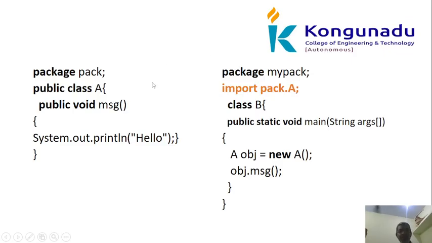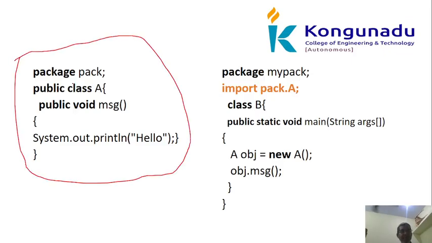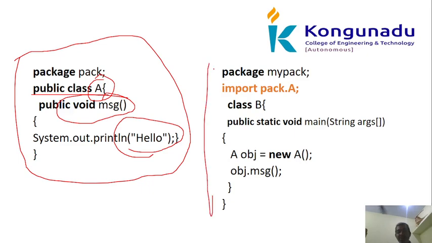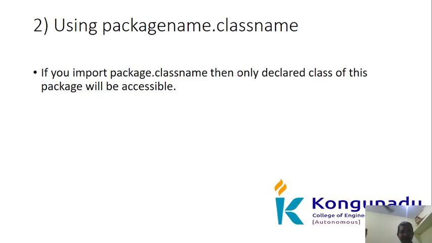So coming to the example program, the same thing. This is package program one. The package name is pack. Inside we have the class, public class A. Inside the class I have one method, void message, which is going to print hello. Next I'm going to create another package, my pack. In that I'm going to import pack.A.